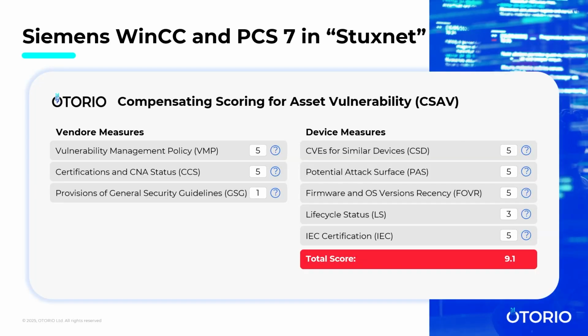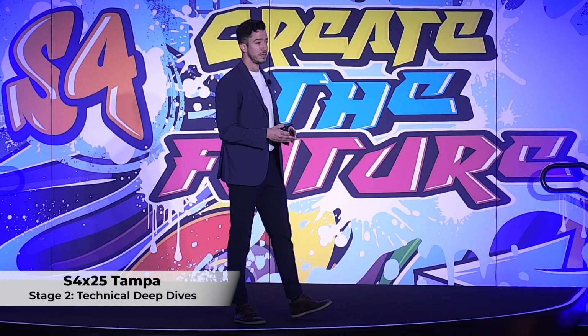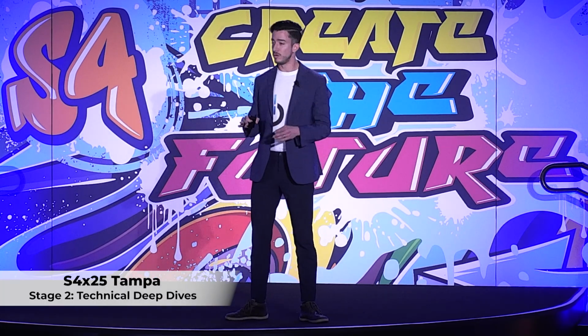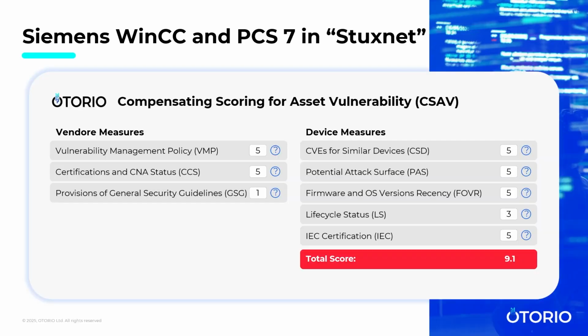So if I take this example 1 year before in 2009, and I try to quantify the risk of those specific devices, I get to those specific numbers. So from vulnerability management policy, they didn't have any. Siemens today are investing a lot in cybersecurity, but back then, nothing. No vulnerability management policy, no disclosure process. No certifications, no CNA status. I'll give it to them, they did give guidelines on how to better secure their environments and their products.